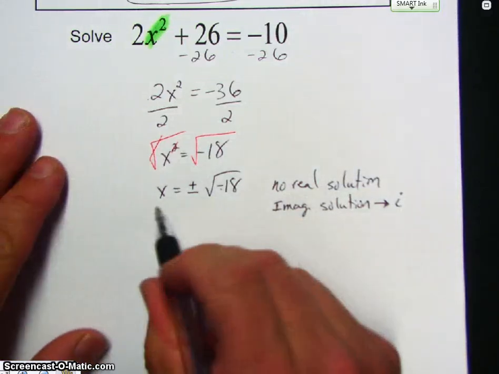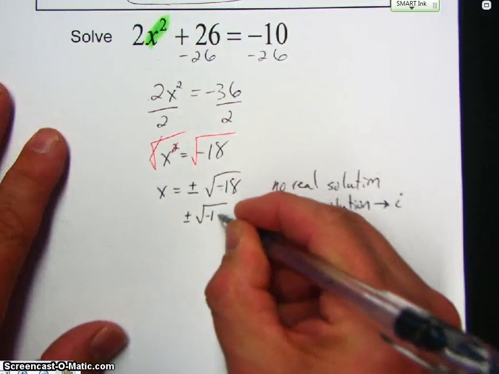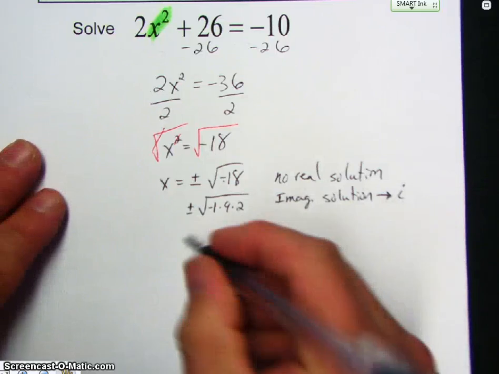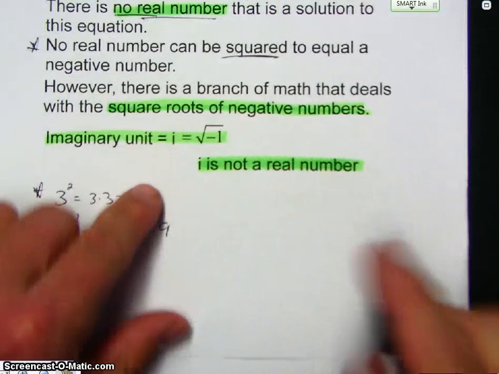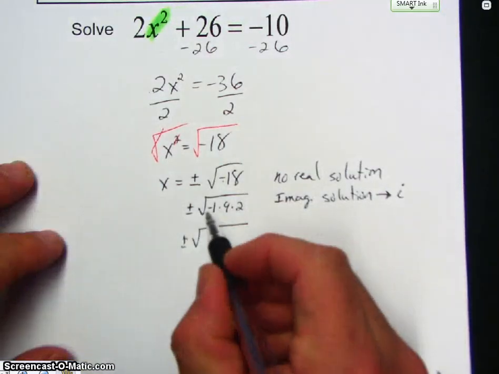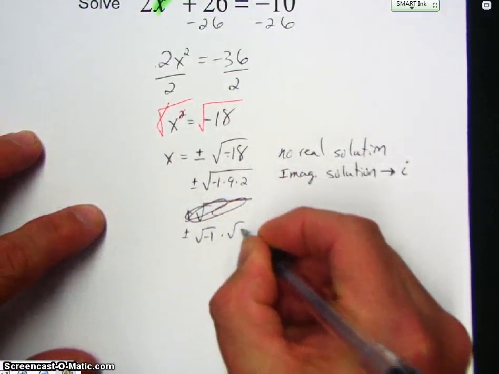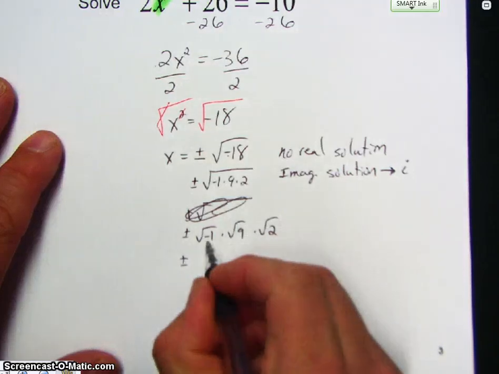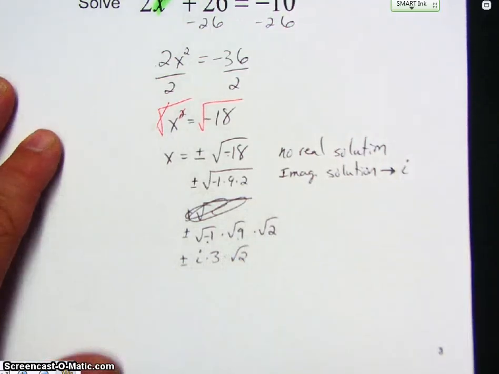Now once we solve, we've got to simplify the radical. Keep the plus and minus. We have -1 times 9 times 2. I'm doing this the long way here. Well, in the previous slide, i is equal to the square root of negative 1. This is where we apply it. Let me rewrite this: plus and minus square root of negative 1 times the square root of 9 times the square root of 2. So we're applying that property. Now I get plus and minus i, square root of 9 is 3, and radical 2 we can't simplify.